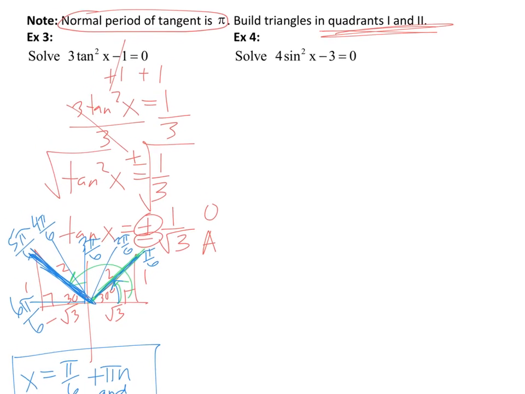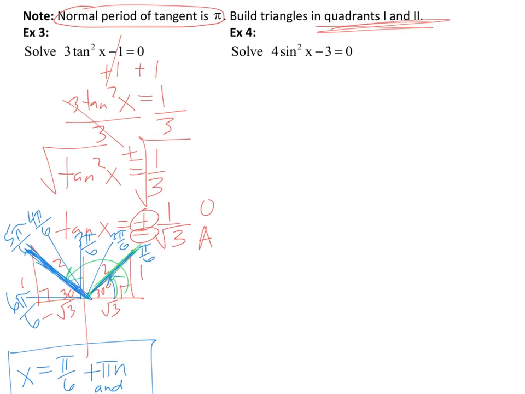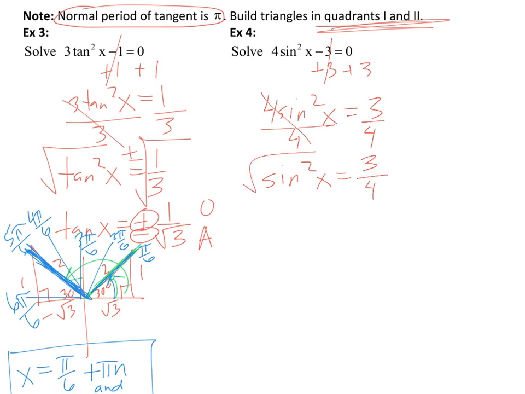Alright, so these are your 2 solutions for the problem. Next example here. Alright, here I'm going to add 3. Then I have 4 sine squared x is equal to 3. Divide by 4. I get sine squared x equals 3/4. Alright, then I'm going to take the square root of both sides. Don't forget the positive and the negative. And I get sine of x is equal to positive or negative square root of 3 over 2.